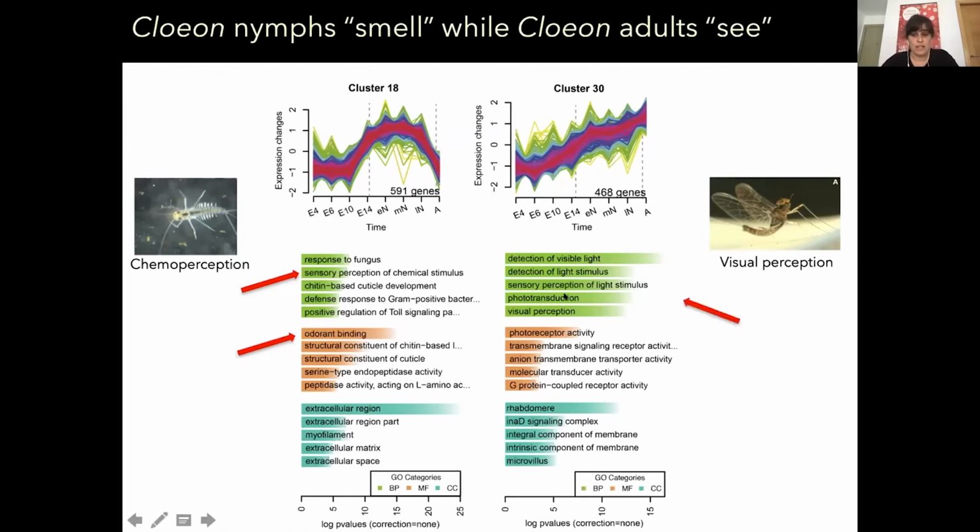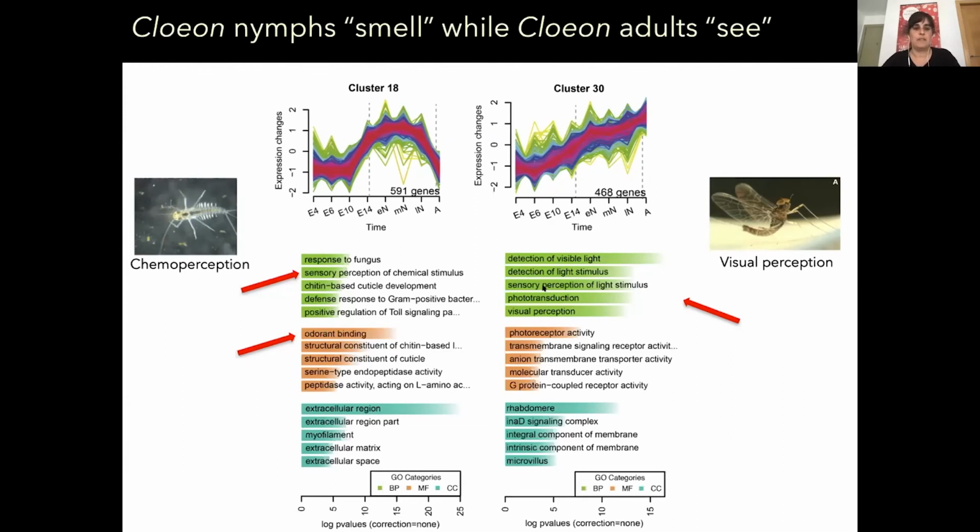Whereas when we look at the terms that were enriched in the clusters with adult genes, the terms were mainly related to visual perception. So one thing that we say in the lab is that the nymphs smell their environment, whereas the adults can see the external stimuli. So we wanted to go a bit more into the details of the chemoperception and the visual perception.